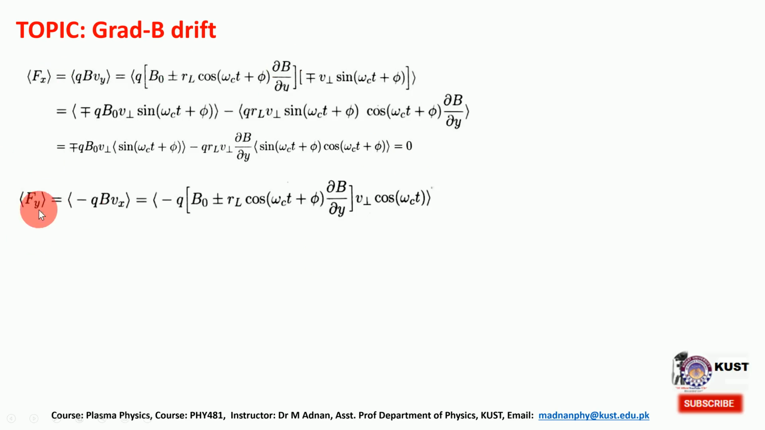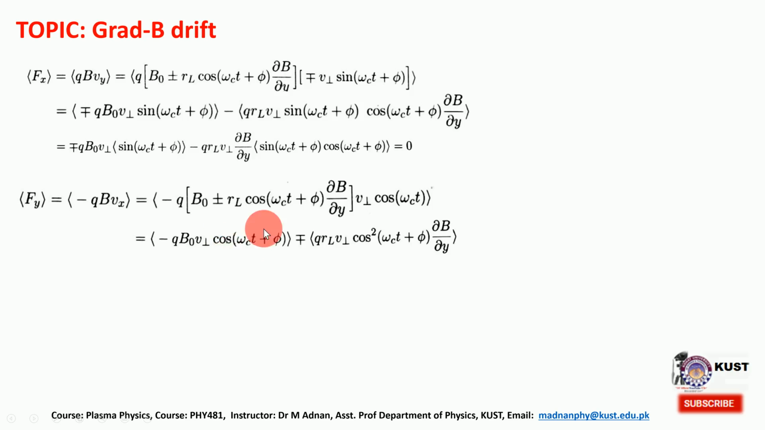However, the average force per gyration is given by minus q B vx, and then we need to put the value of B using that Taylor expansion, and then vx from the previous slide. We need to rearrange in the same way as we have done here, so that now the first term goes to 0 because this contains cos x.